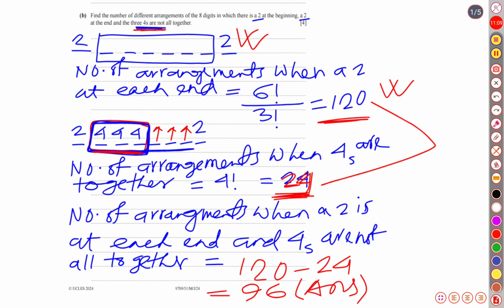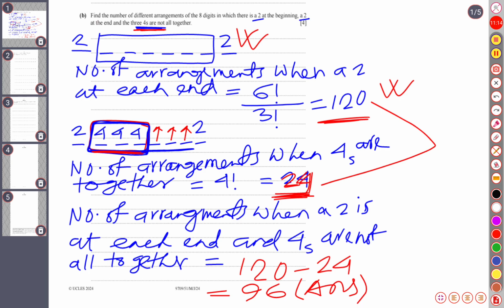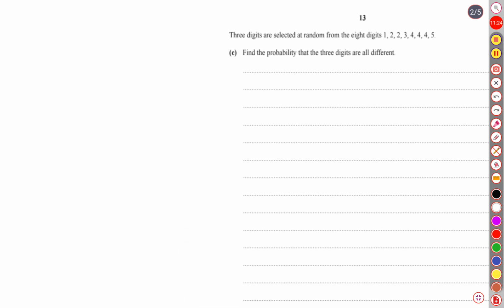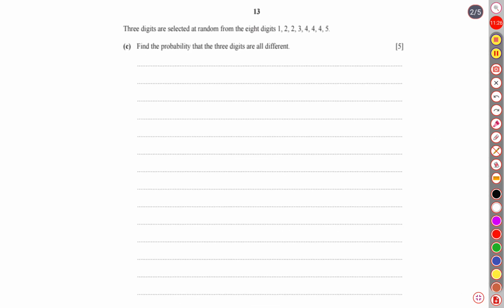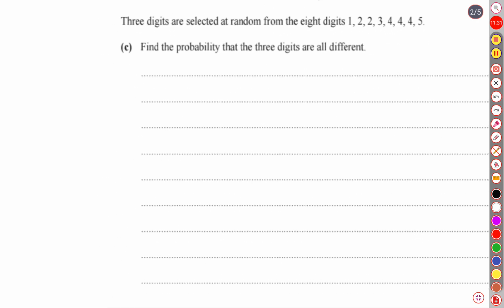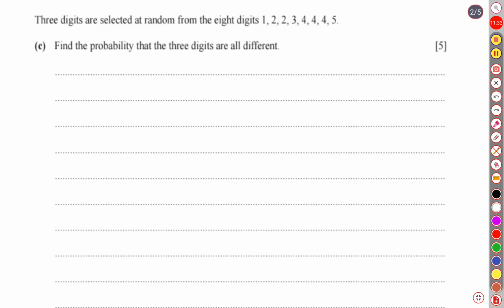So let's move on to the immediate next question. Question number C says: the digits are selected at random from the 8 digits 1, 2, 2, 3, 4, 4, 4, 5. Find the probability that the 3 digits are all different.